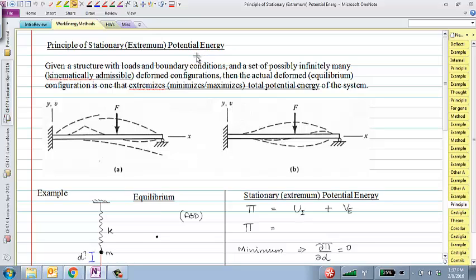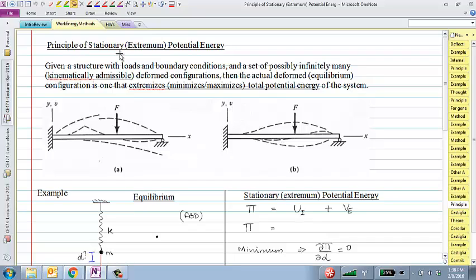So for structures, if you have a beam or a truss or any building, a bridge, whatever, if you apply loads, they of course deflect. And what we are saying in this principle really is that the energy stored in the structure has to be minimum, maybe I shouldn't say stored in the structure. The energy of the system has to be minimum in order for it to be in an equilibrium configuration.